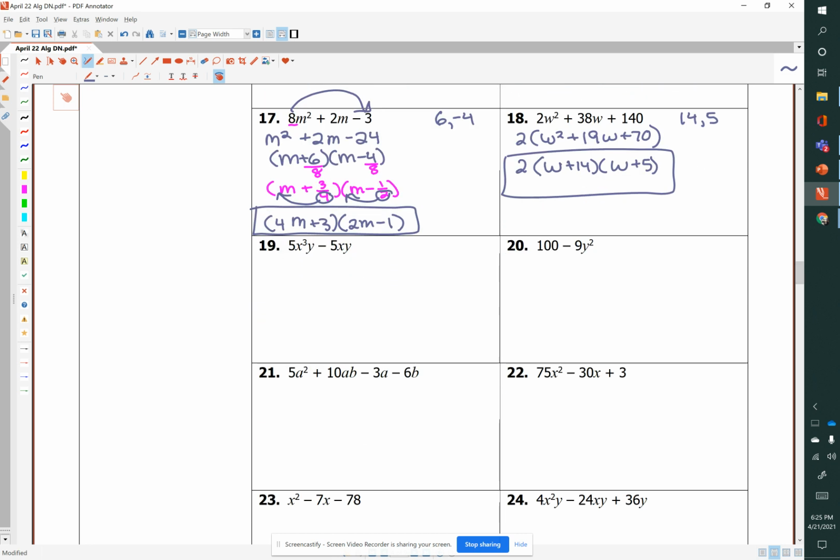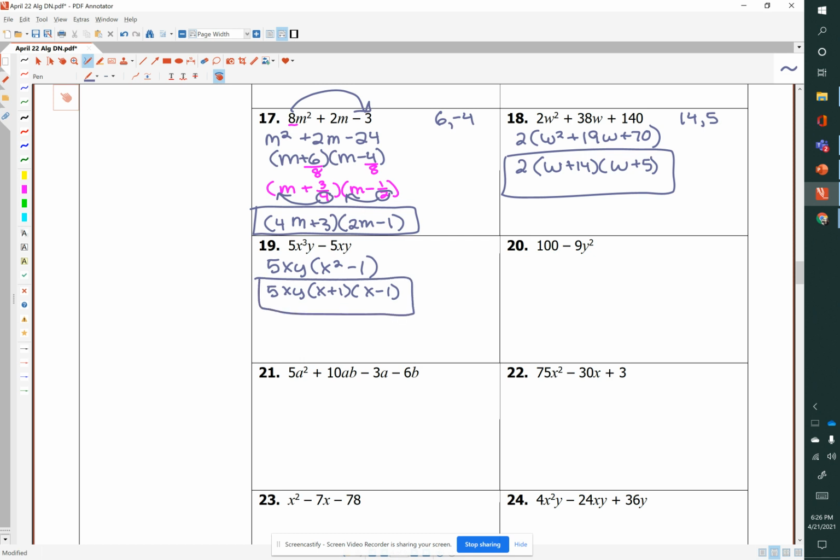So number 19, let's factor out 5xy to give us x squared minus 1, which is a difference of squares. So 5xy times x plus 1, x minus 1.